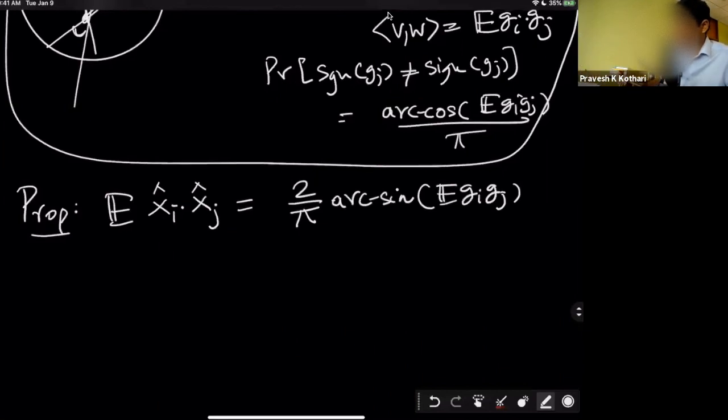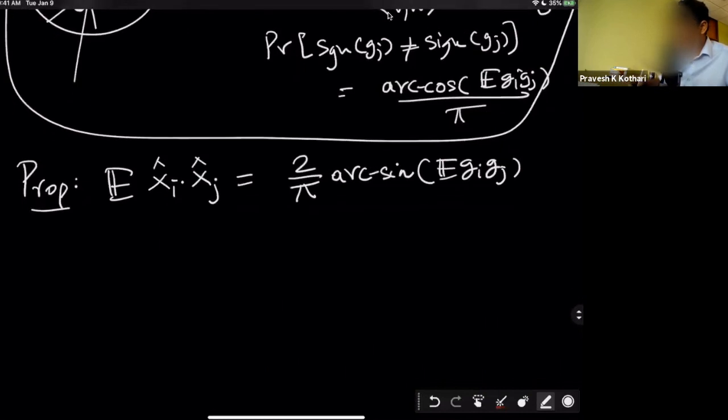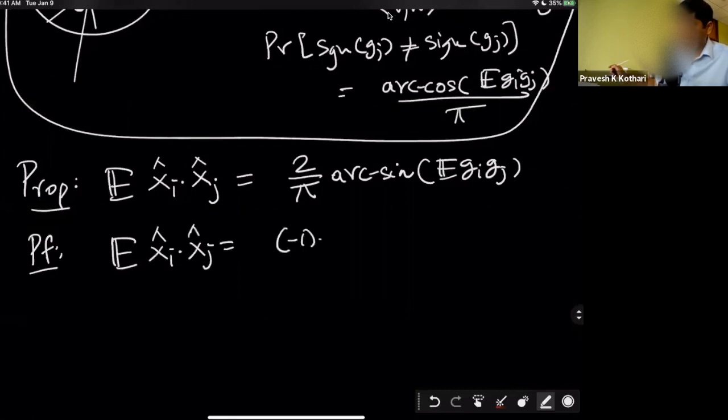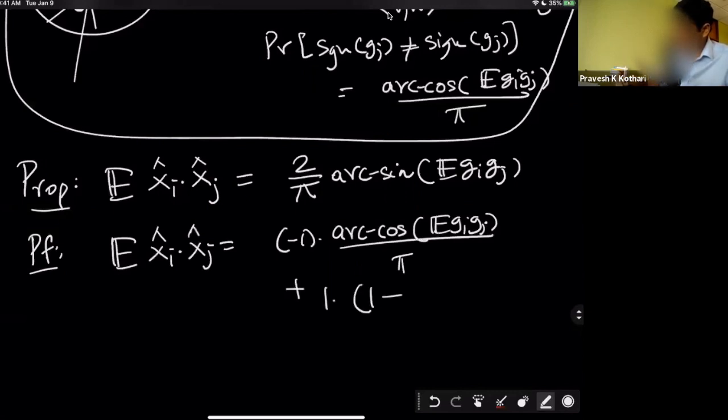It's very simple. I'm just going to compute based on the Shepard's lemma. So here is a quick proof. Since x hat i and x hat j are plus or minus 1 valued, I can simply write it like this. What's the chance that they take the value -1? Well, that's what we just computed: the chance that they are different. When x hat i and x hat j are different, their product takes the value -1, and the probability was arc cosine E[g_i g_j] over pi. With the rest of the probability, they must be equal, in which case the product is exactly 1. So I can write it as 1 times 1 minus the same expression here.